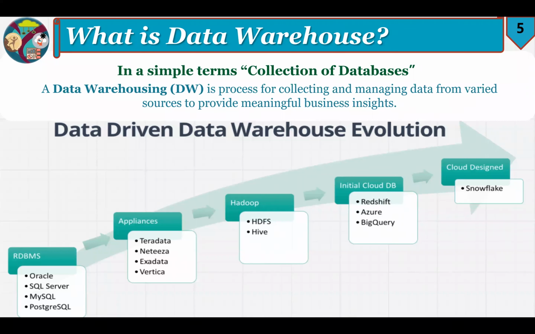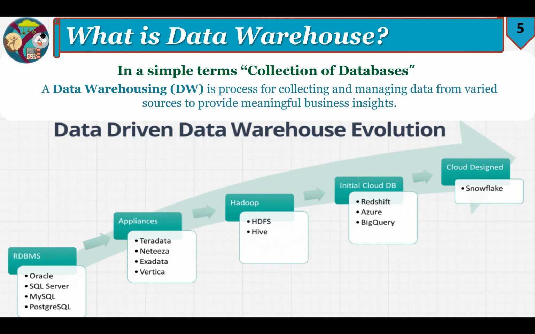So now we know at least the basic idea about database and data warehouse. Now, how did the data warehouse evolve? In the olden days, data was stored in a very basic way, in ledgers and registers on paper, right? Later they introduced storing this data in databases. Those databases we call RDBMS, relational database management systems.